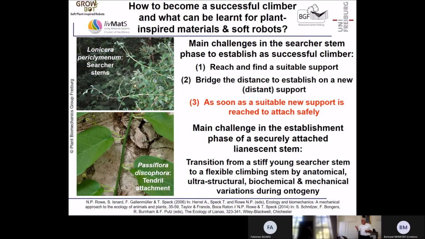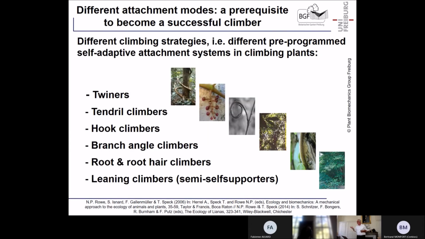Now attachment. How do they attach? And there are methods to attach. You can have twiners, you can have tendril attachment with or without attachment pads, macro hooks, as here Strychnos, micro hooks, branch anchor climbers, root hair climbers, or leaning climbers. Resistant root hairs, tendrils, attachment pads, and twiners. I don't want to go into detail, it would be a lecture of its own. I just want to go to the twiners, because the twiners are inspiration for something else.